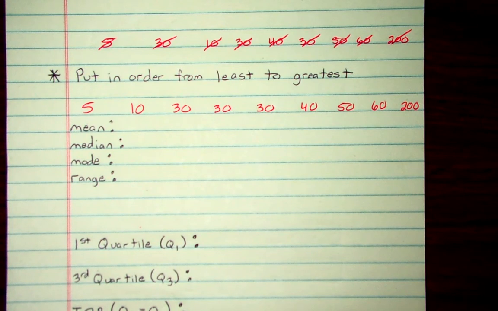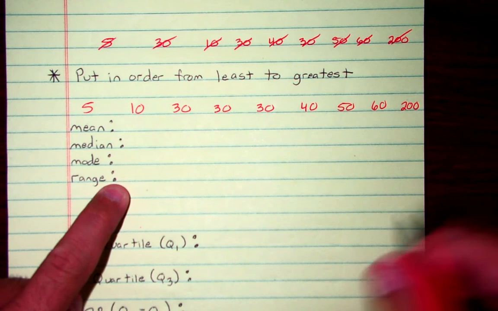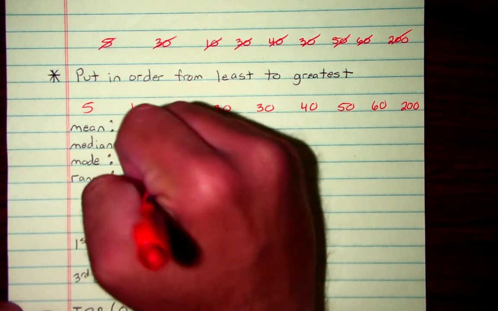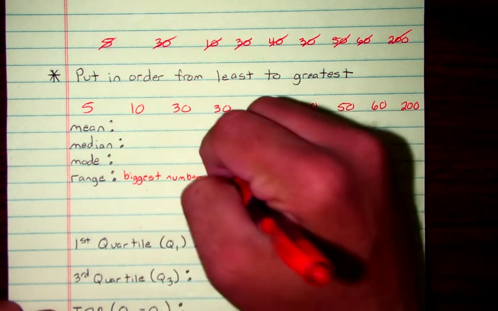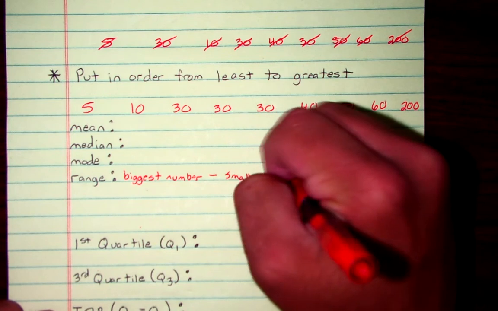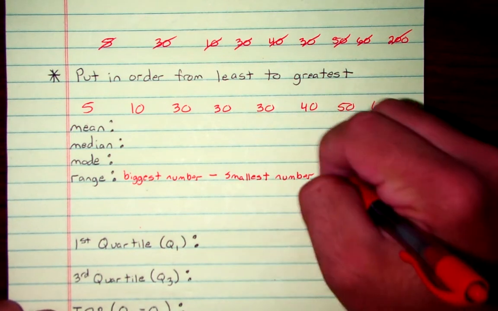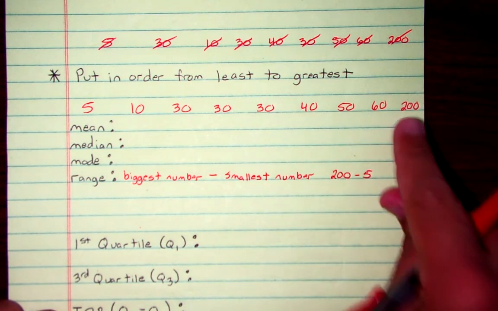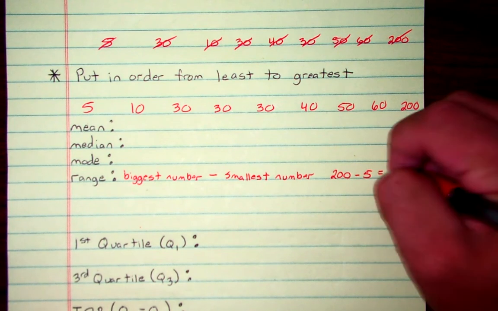Alright, I'm going to start with the range. The range is the biggest number minus the smallest number. So in this case, it is 200 minus 5, biggest number minus smallest number, which gives you a range of 195.